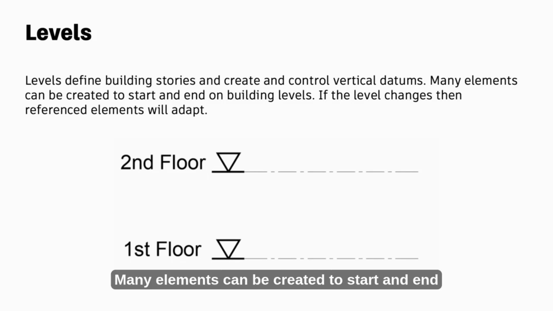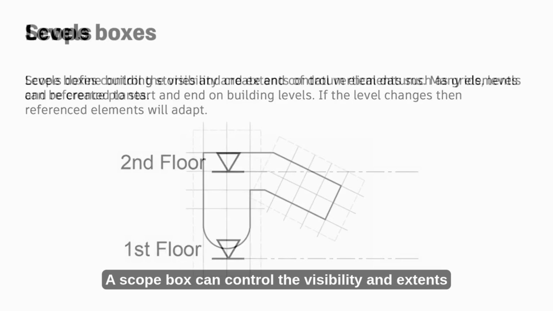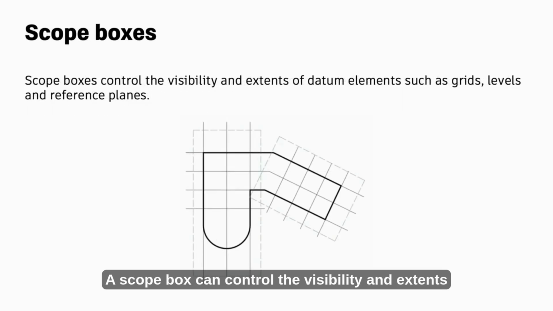Many elements can be created to start and end on building levels. If the level changes, then referenced elements will also adapt. A scope box can control the visibility and extents of datum elements such as grids, levels, and reference planes.